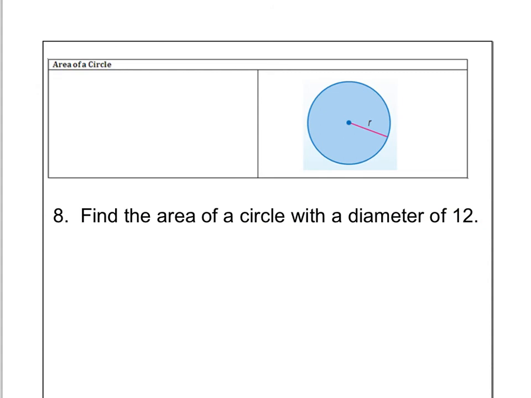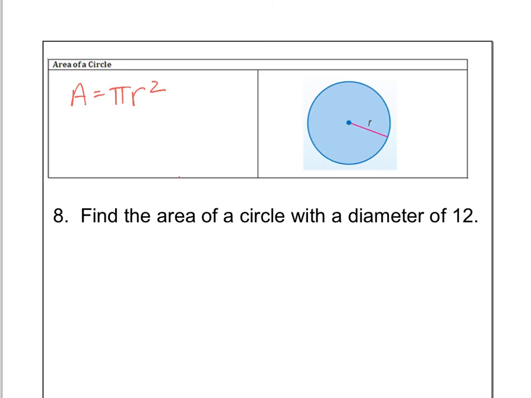Let's check out one more shape. The next shape we're going to do is circle. And some of you might remember halfway across a circle, it's called a radius. You can see it on the picture there. And to find the area of a circle, you take pi r squared. That might look familiar to you. You've probably done areas of circles before in other classes.